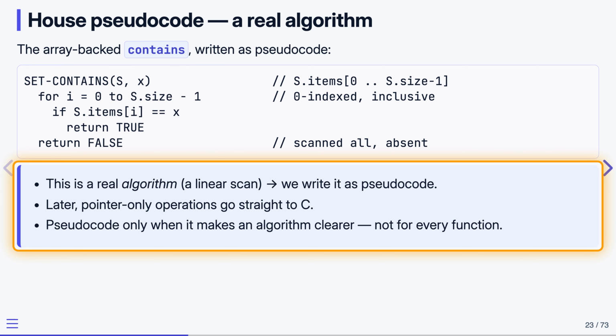We show this as pseudocode because it is a genuine algorithm, a linear scan. Later, simple pointer work will skip straight to C. We add pseudocode only when it makes an algorithm clearer, never just to fill a slide.